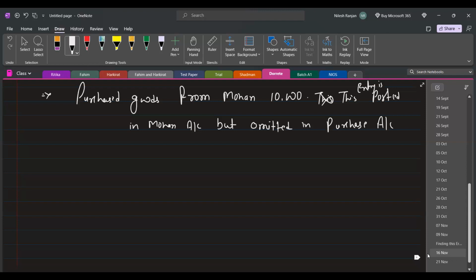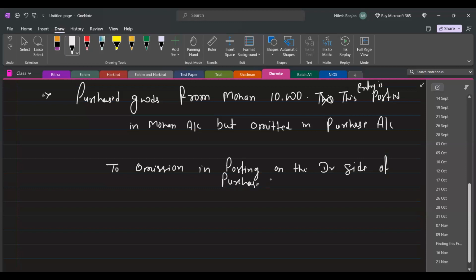Goods. We buy goods from Mohan. It will be written as to omission in posting on the debit side of purchase. And this is your solution. You will not write to Mohan or to purchase.